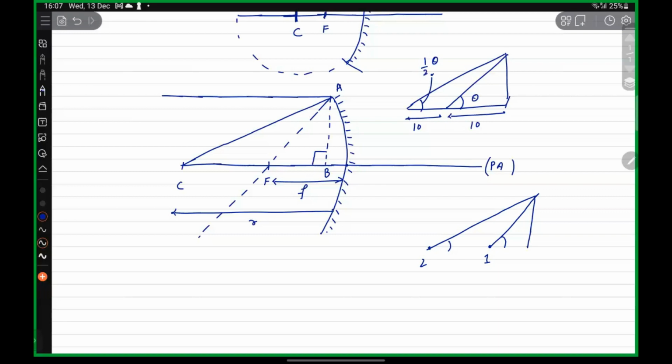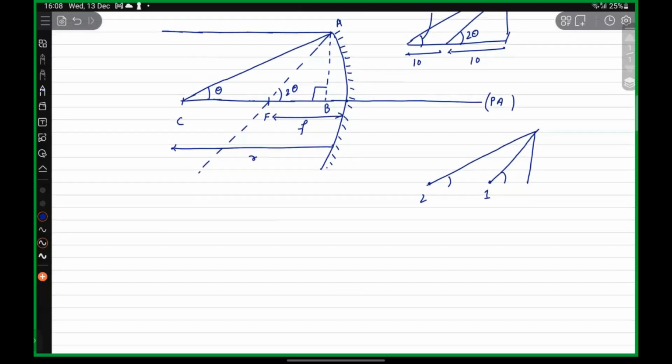Okay. If this was 2 theta, this would have been theta. So if I assume this to be 2 theta, this will be theta. Right? Can you follow? This derivation is not that important, but this is very important for you to understand now.